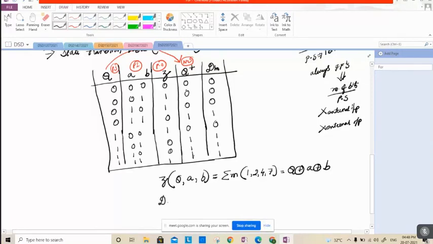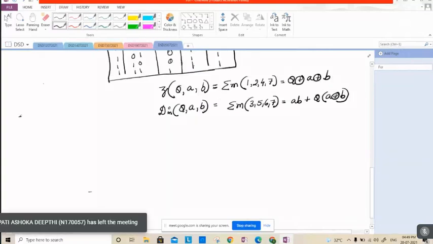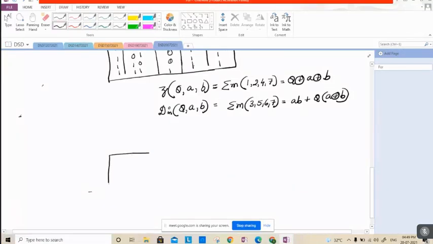Now next is Dn, a function of Q, A, B. This is equal to Sigma M of 3, 5, 6, 7. So it is AB plus Q into A XOR B. Now realize this with the hardware. How many flip-flops are we supposed to take here? Only one flip-flop.